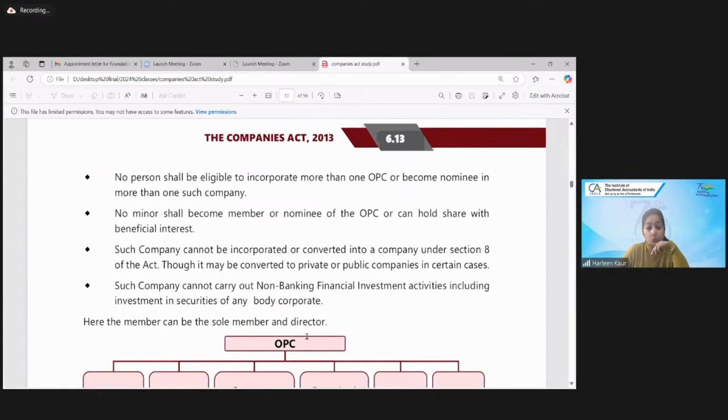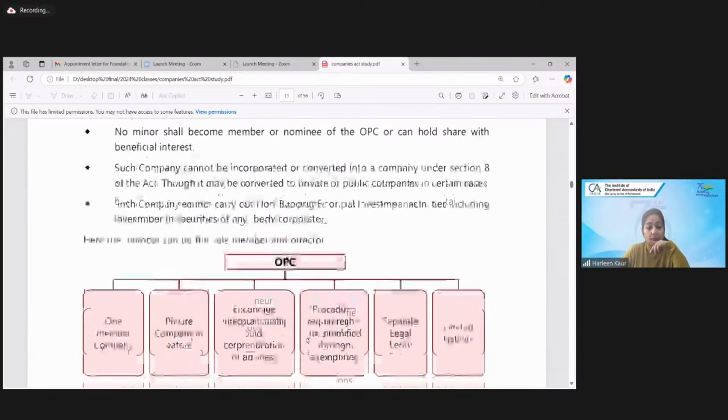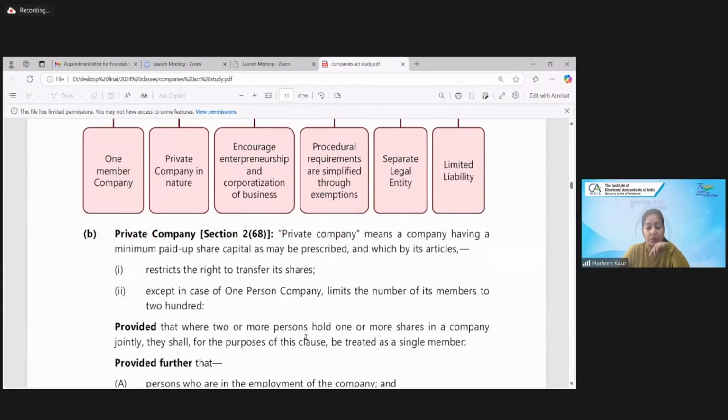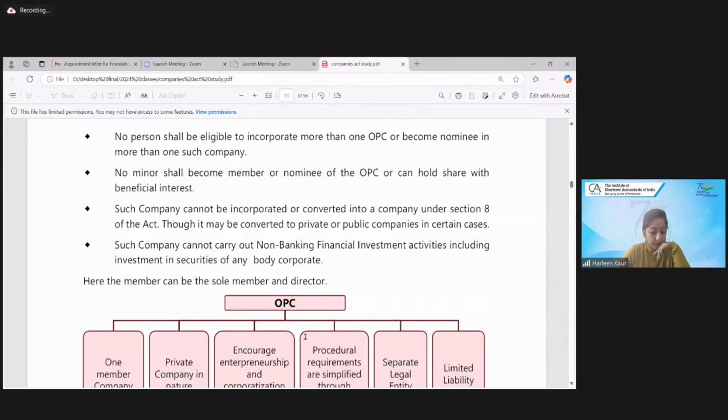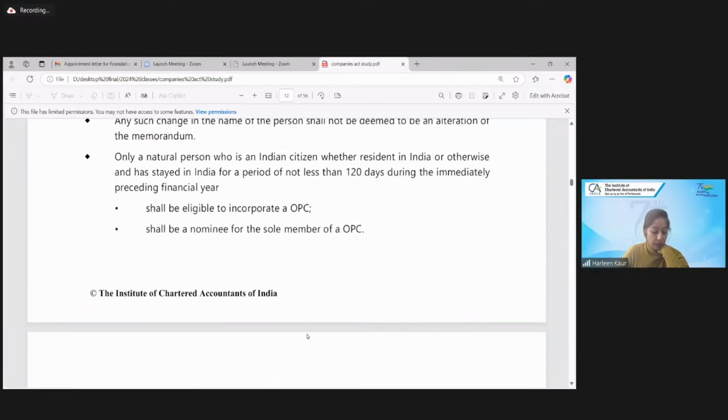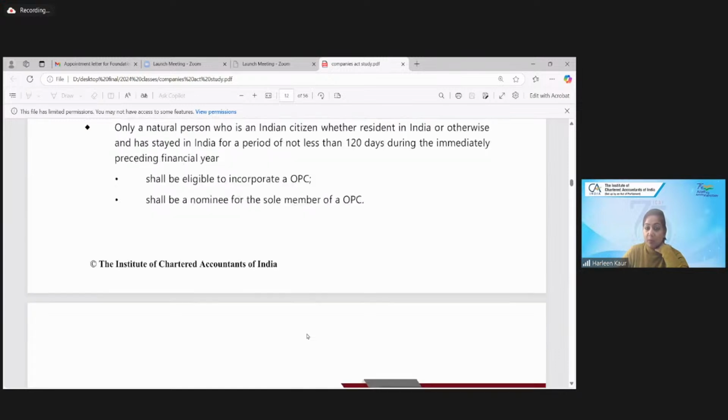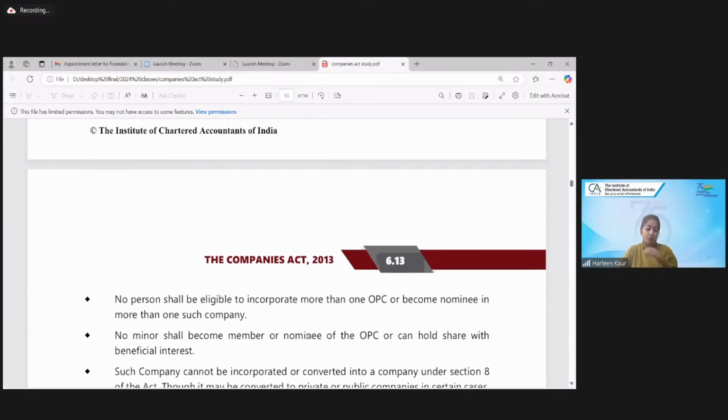It is taking too long. We have to finish the types of companies, children. I have not received any answers till now. So no is the correct answer. Those who have written no, that's great, because the minimum 120 days condition is for the nominee also.